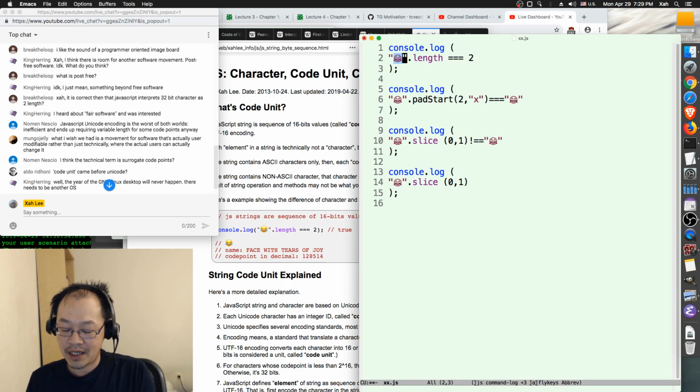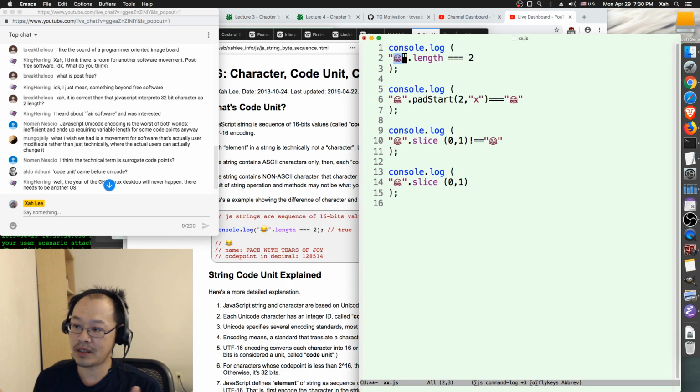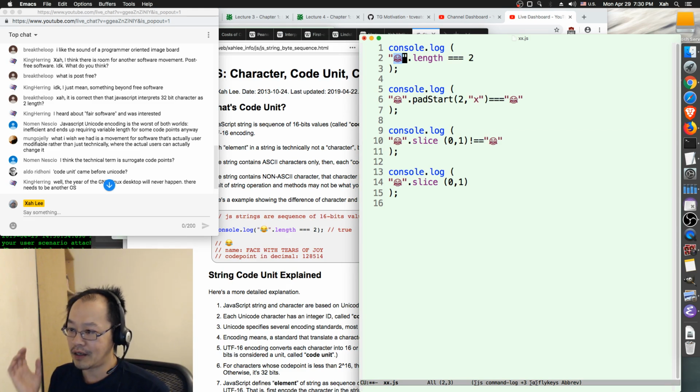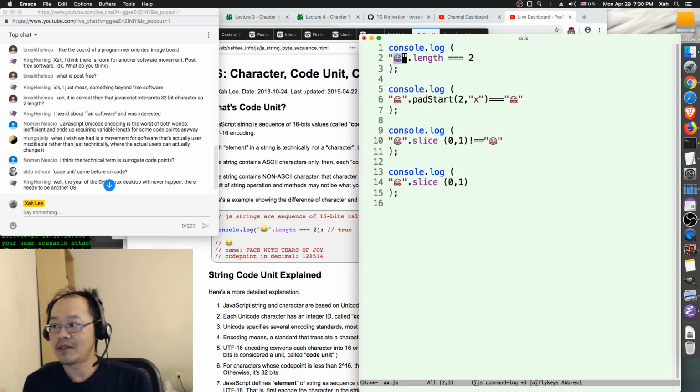Surrogate pair basically refers to any of these 32 bits, basically two code units, bit sequence that corresponds to those characters whose code point is beyond 16 bits. And also, let me emphasize this: the surrogate pair notion only happens in UTF-16 encoding. It does not happen elsewhere.